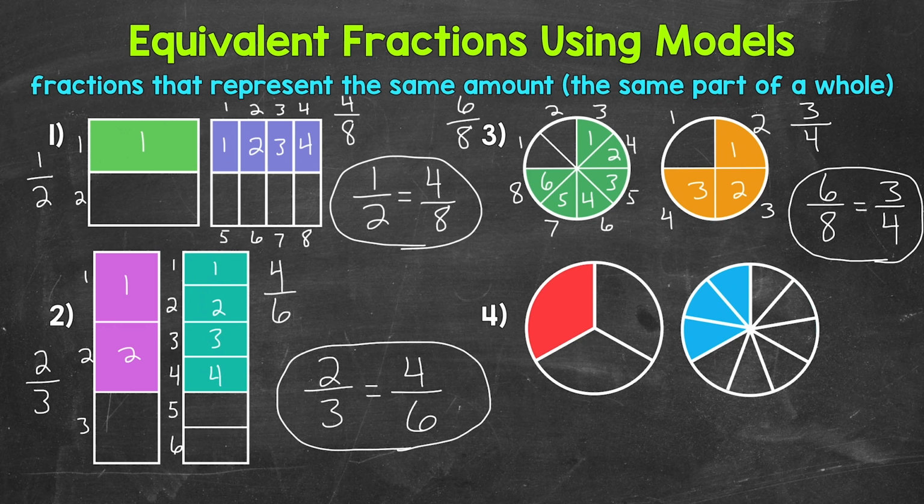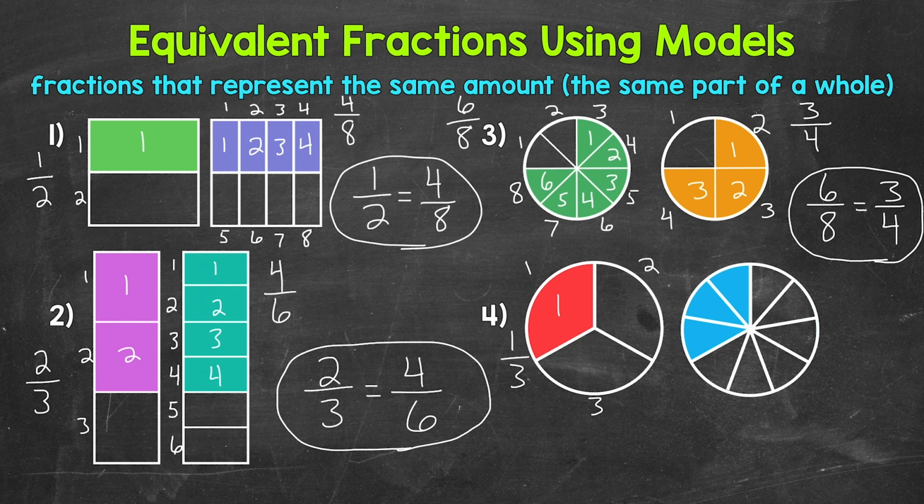We will start with the circle on the left. This circle has been divided into 1, 2, 3 equal parts. So 3 is the denominator, and 1 part has been shaded in. So 1 is the numerator. That circle is representing 1/3.